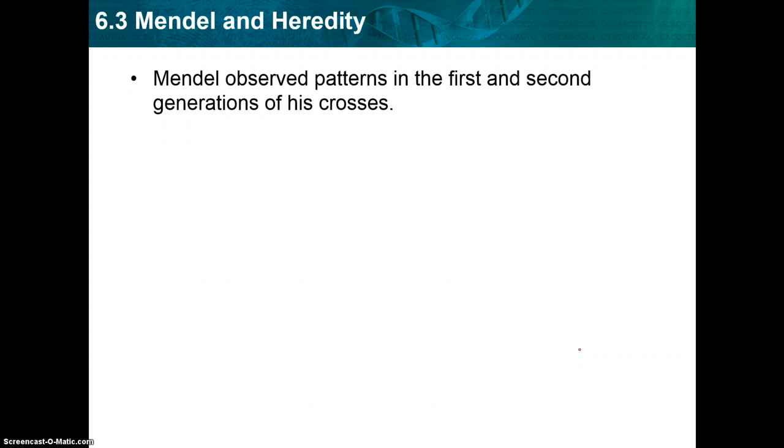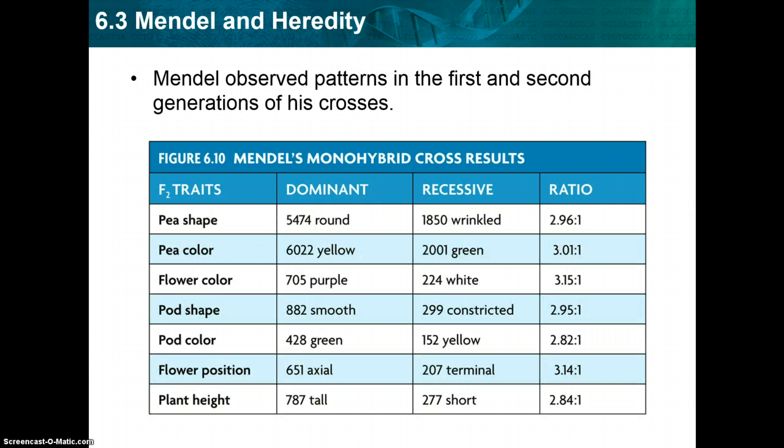Okay, which starts our discussion on lots of fun stuff later. So he observed patterns in the first and second generations of his crosses. So he started looking at these different traits that he saw and trying to figure out how many he was ending up with from all these pollinations.